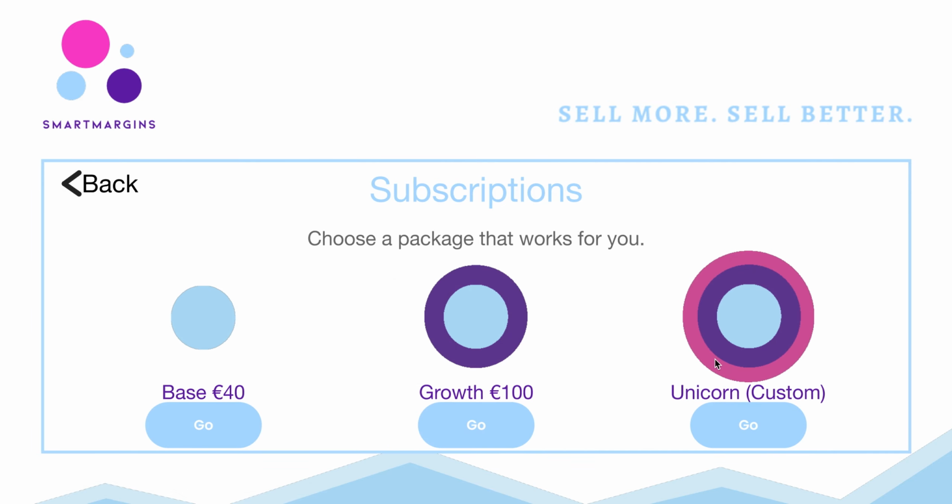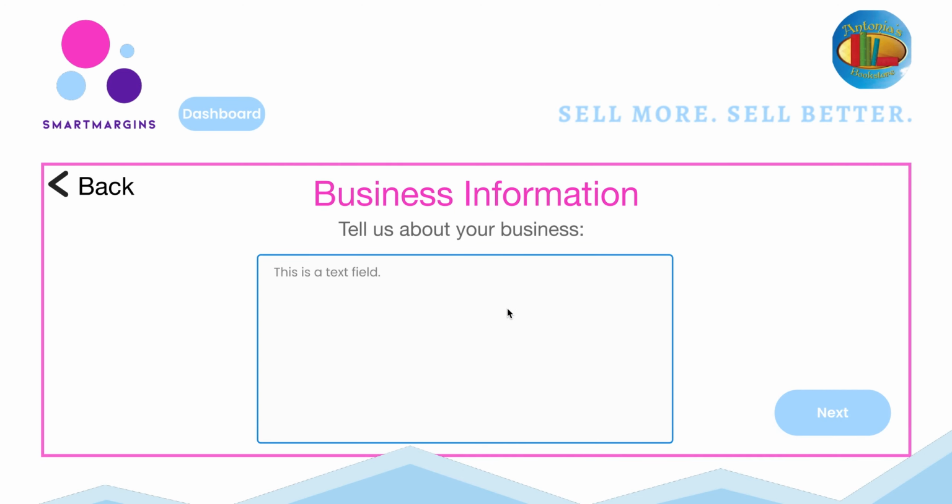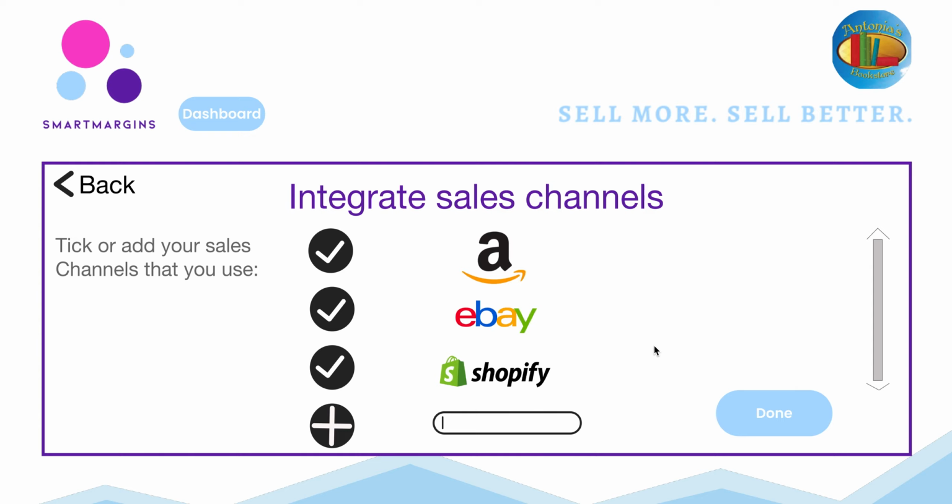We are now onto the subscriptions page, so we can choose a package to whichever we like. We have the base for 40, the growth for 100, and then the unicorn, which is a custom package. As you can see, I have incorporated Smart Margins' original logo to make my illustrations. Now we're onto the business information, where you can fill out some information about the business in the text field provided. Then hit the next button when you're ready.